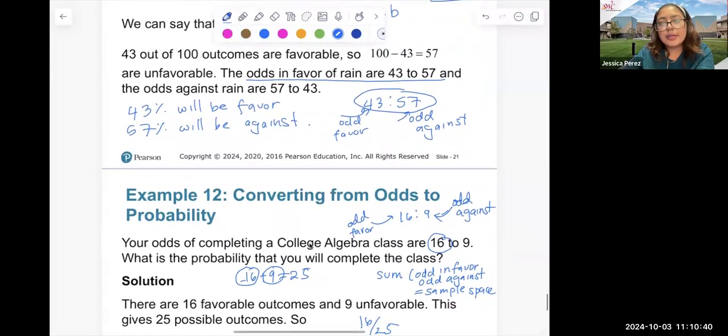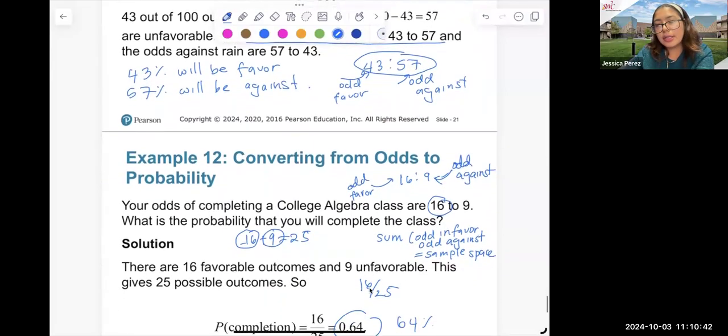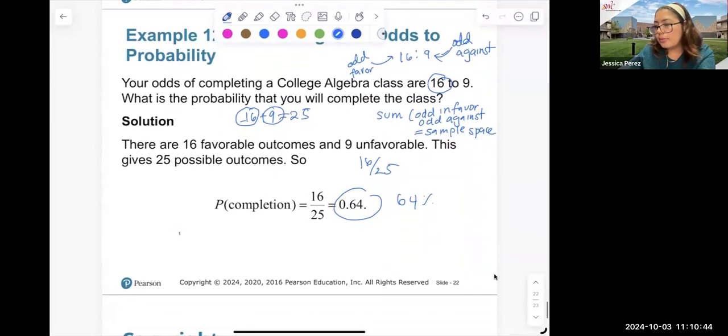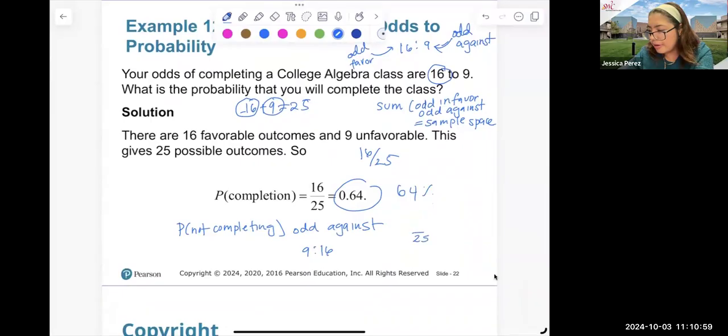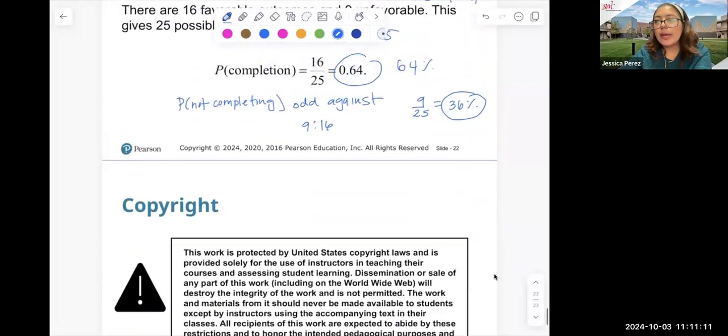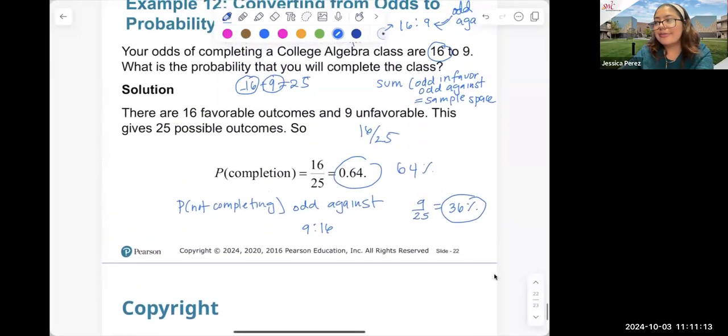Same thing here. What is the probability of you not completing the class? The probability of not completing the class corresponds to the odds against. So now you have 9 to 16. You still add them, you get 25, and 9 out of 25 gives you 36%. And that would be the odds against. So you can always go back and forth between odds against and odds in favor.